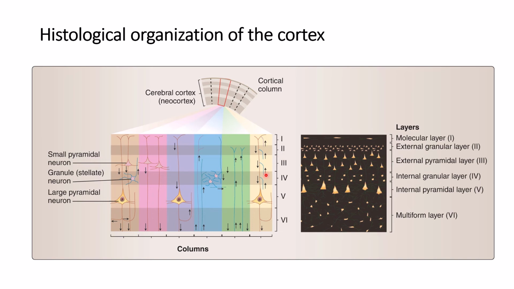Then is the internal granular layer, and these are the granule or stellate cells, located here. Then is the internal pyramidal layer, where the really big pyramidal neurons are located. These are the largest neurons in the body, especially the motor ones. And the deepest layer is called the multiform layer, whose cells have different shapes.